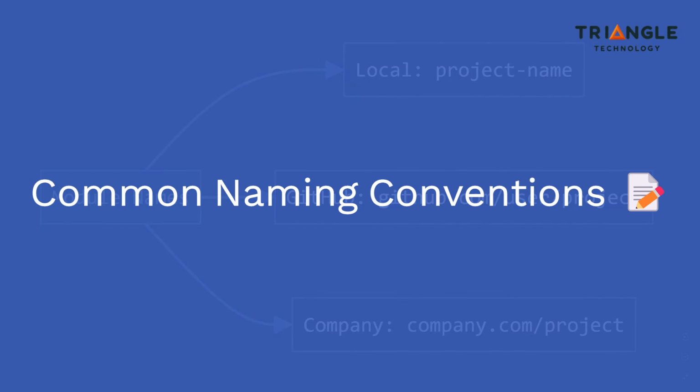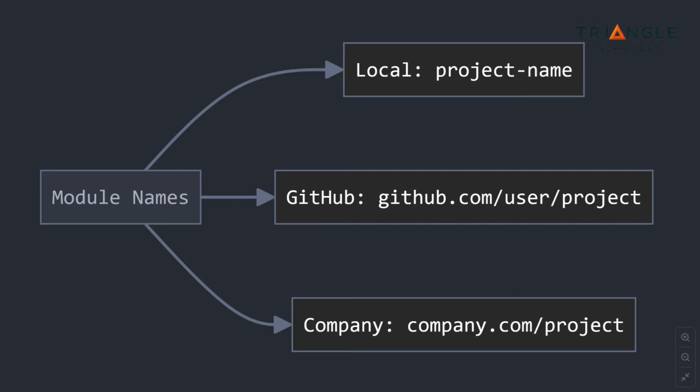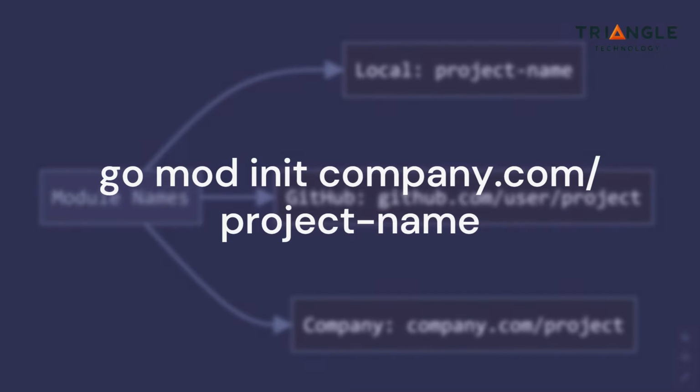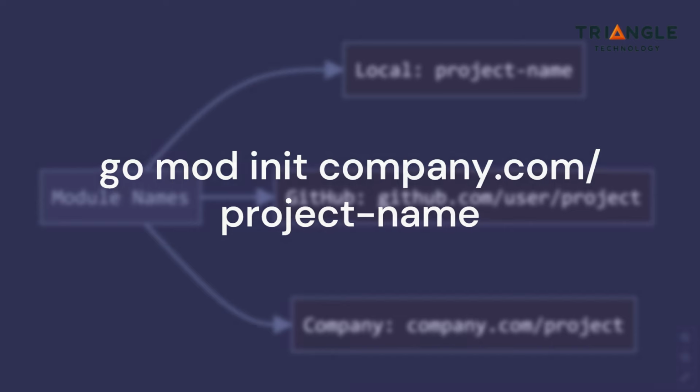Common naming conventions. For local development, go mod init project name. For GitHub projects, go mod init github.com/username/project name. For company projects, go mod init company.com/project name.